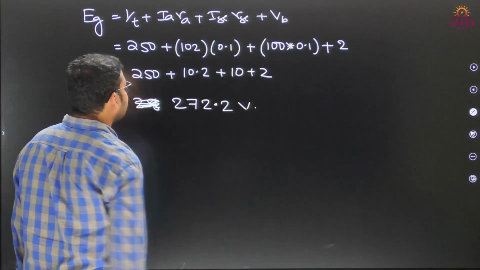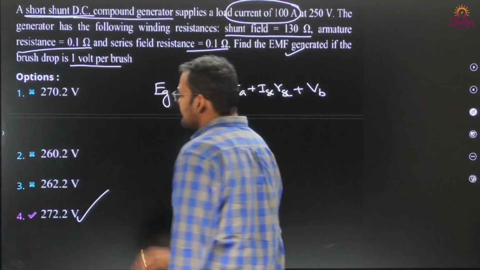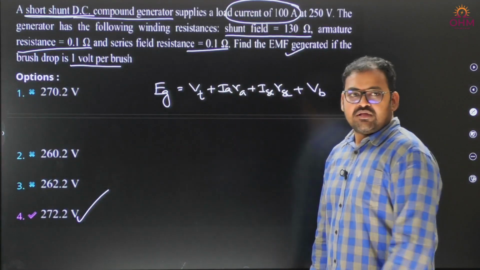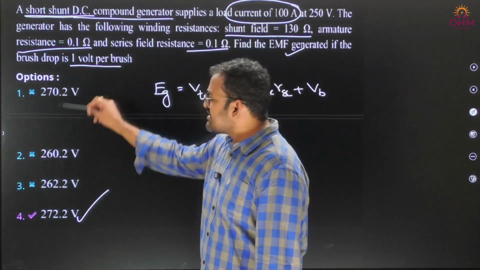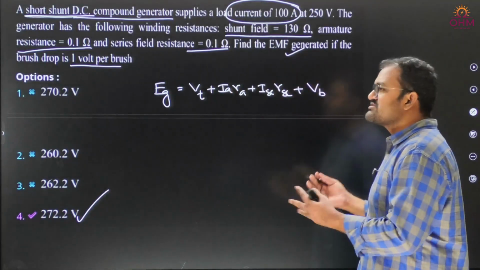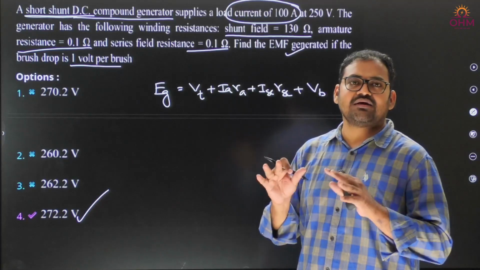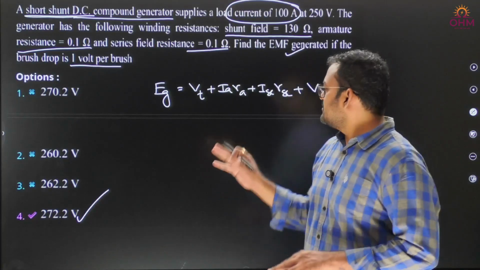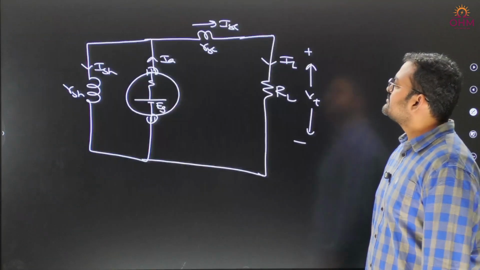272.2 volt. That is the generated EMF. So I think the last option, 272.2. Yes, you have to calculate the answer completely. Why? Because the options are very close. Okay, and it doesn't take much time. You should not feel this question is difficult if you really know the formulas well. If you had really good practice earlier, these kinds of questions you can easily answer. Okay, right.